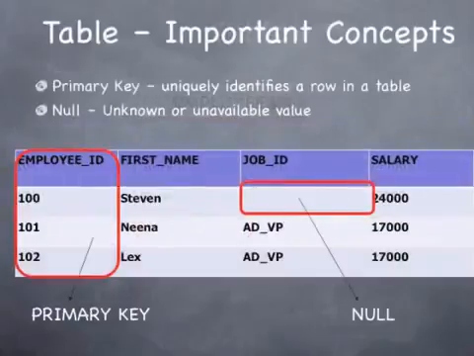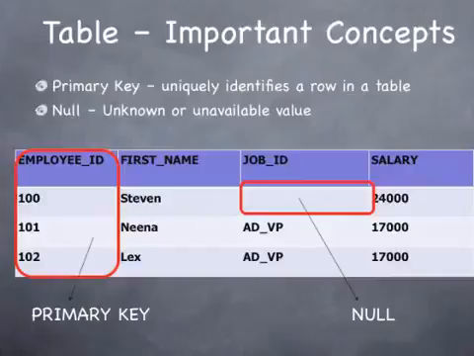We'll now look at some important concepts associated with tables. This specific slide shows you 2 concepts. One is the primary key and the other is the null value. To understand what is meant by primary key, take a look at the data in the employees table. There are 3 rows for the 3 employees in the company. Have a look at the second row where the employee's ID is 101. The name of that employee was Nina. The employee's job ID was AD_VP and she earned a monthly salary of 17,000.